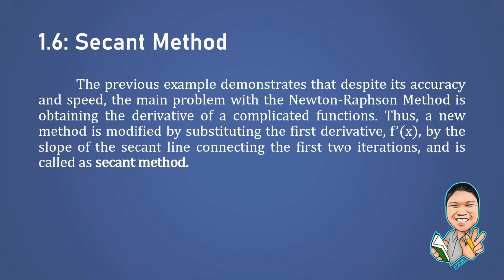According dito, the previous example demonstrate that despite its accuracy and speed, the main problem with the Newton-Raphson method is obtaining the derivative of complicated functions. Thus, a new method is modified by substituting the first derivative f prime of x by the slope of the second line connecting the first two iteration, and it is called a secant method.